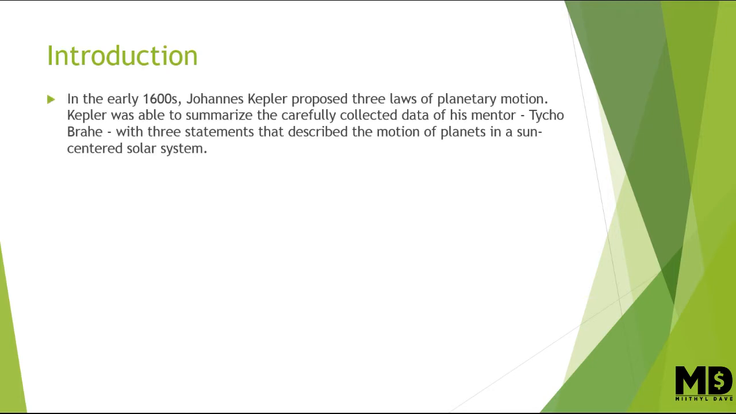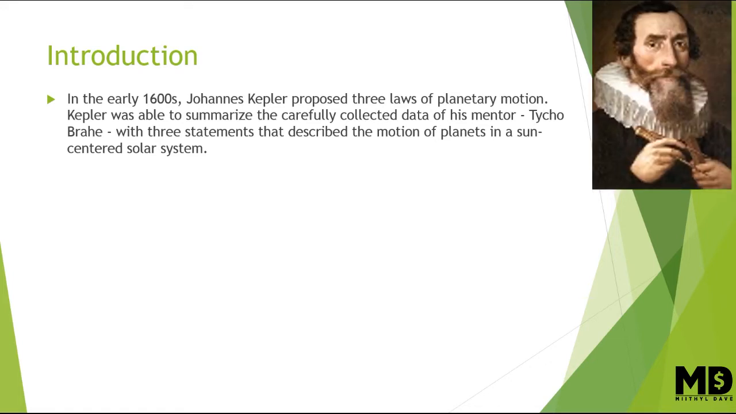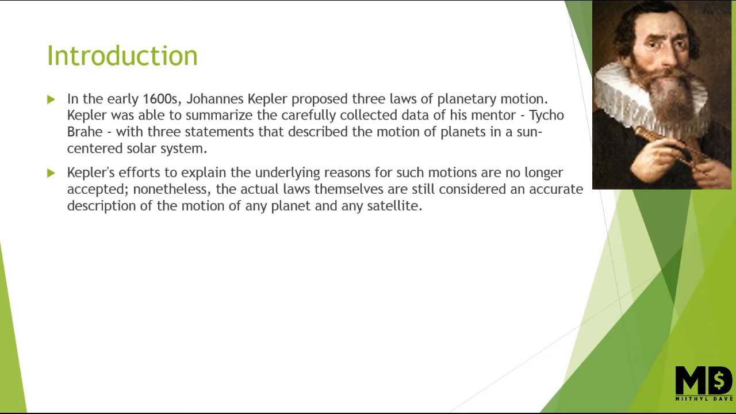So in the early 1600s, Johannes Kepler proposed three laws of planetary motion. Kepler was able to summarize carefully the collected data of his mentor Tycho Brahe with these three statements that describe the motion of planets in a sun-centered solar system. Kepler's efforts to explain the underlying reasons for such motions are no longer accepted. Nonetheless, the actual laws themselves are still considered an accurate description of the motion of any planet or any satellite.